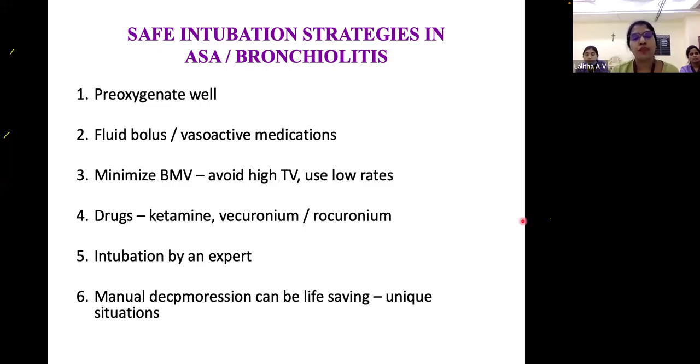So pre-oxygenate well, and you can start off with a fluid bolus. Minimize bag and mask ventilation, because while doing it you might be giving a high tidal volume, so dynamic hyperinflation can get worse, and volutrauma and barotrauma are at high risk. Use drugs which cause bronchodilation, like ketamine. Avoid drugs which cause bronchoconstriction, like atracurium, and you can use paralytics like vecuronium. Intubation should always be done by a senior person or an expert. Whenever you intubate a patient with bronchial asthma, follow certain steps and use medications which cause bronchodilation.